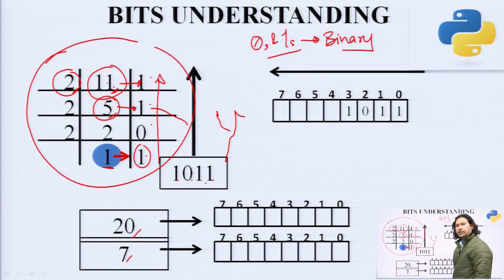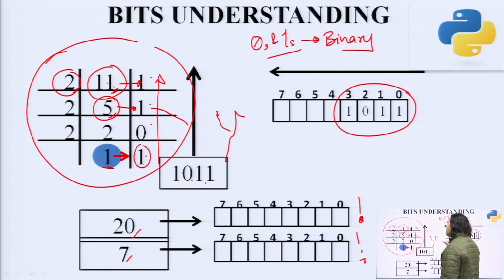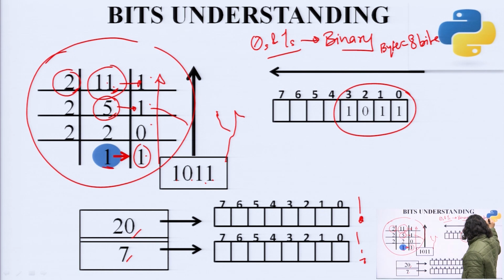Now, here for 20 and 7, what is the answer? You need to answer it. So, this 1011 is represented in a byte. A byte is represented by 8 bits. That means a byte is equal to 8 bits.